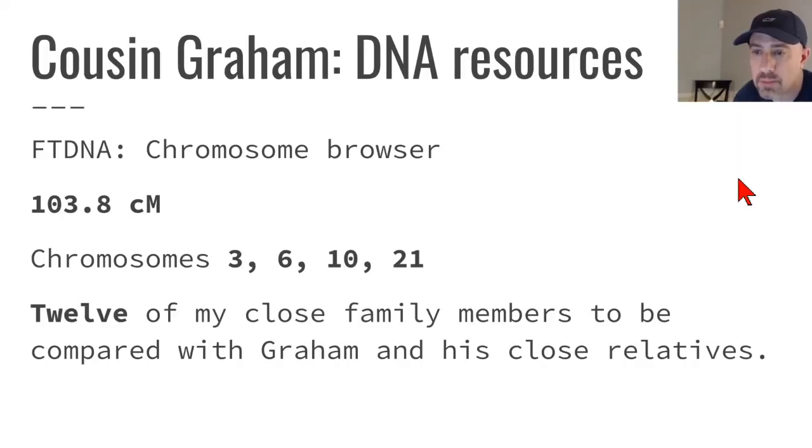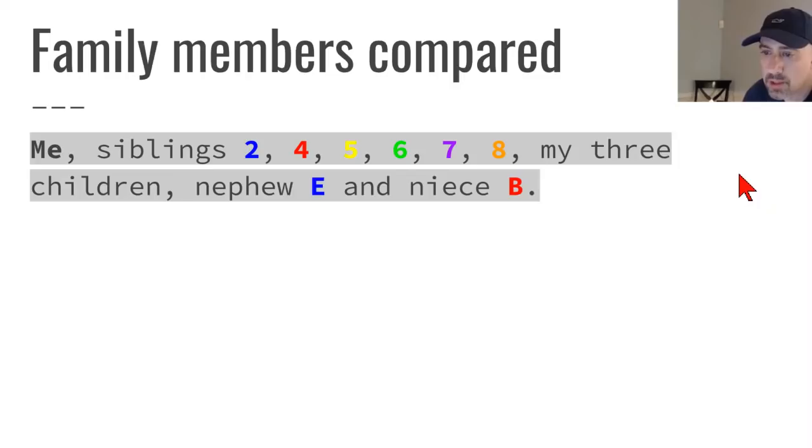Family Tree DNA has a chromosome browser, so we can get some detailed information about the DNA that Graham shares with my family, which totals approximately 104 centimorgans, spread across 4 chromosomes: chromosome 3, chromosome 6, chromosome 10, and chromosome 21. And I'll note that in this case I have access to match results for 12 of my close family members, including me, and that will help us considerably. You don't necessarily need anywhere near that number of family members to do visual triangulation, but that's what I have, and so I'm going to take full advantage of my resources, and that will work us through this example.